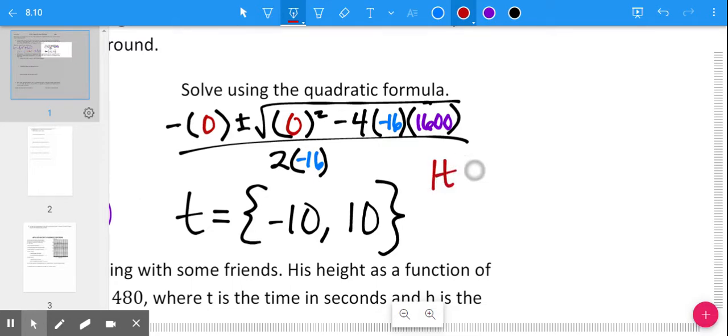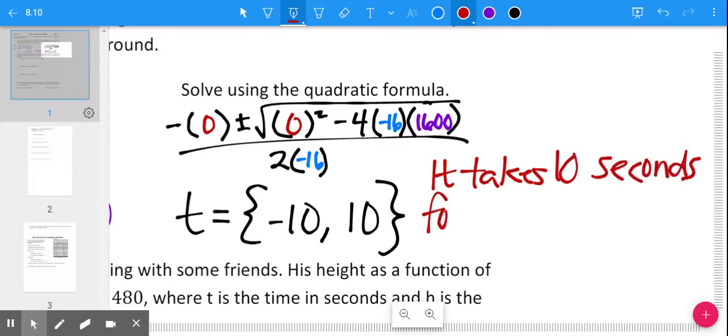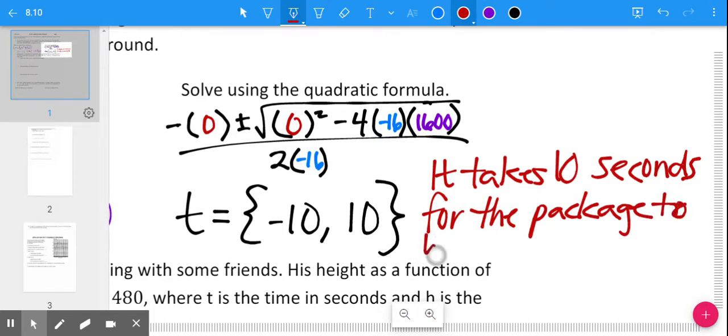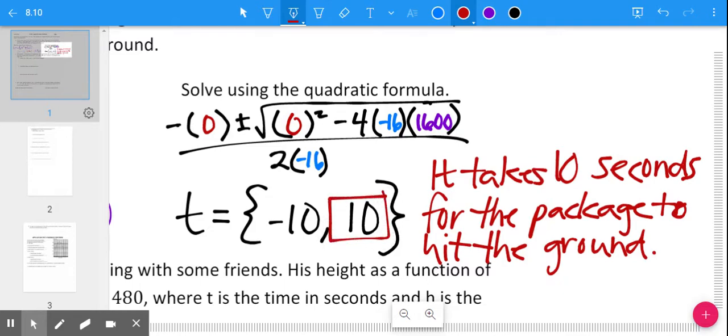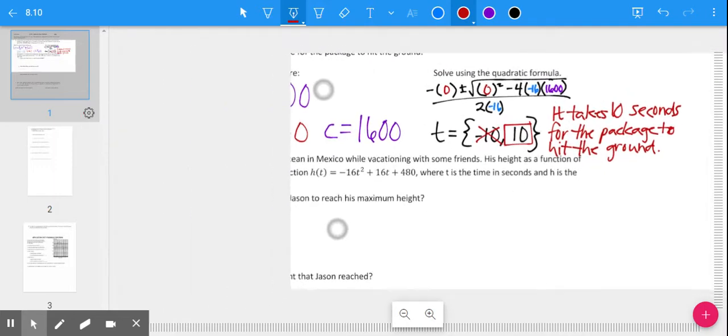So it takes 10 seconds for the package to hit the ground. So this is the answer we want, not the negative 10, because it doesn't make sense.